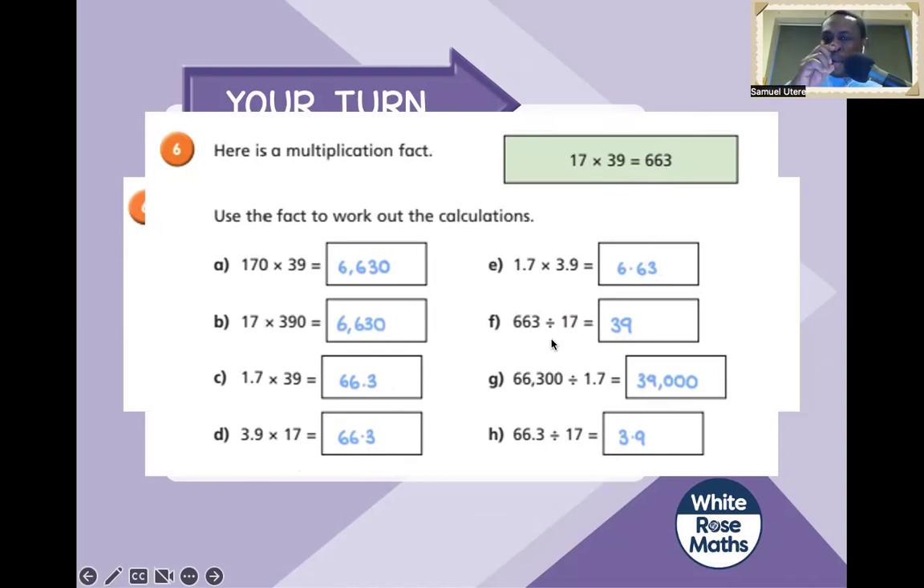Here, we have 663 divided by 17. Of course, our answer will be 39. So we've done the inverse operation. And then here we have 66,300 divided by 1.7. That would be 39,000. And this is the answer for this one, doing the inverse operation.